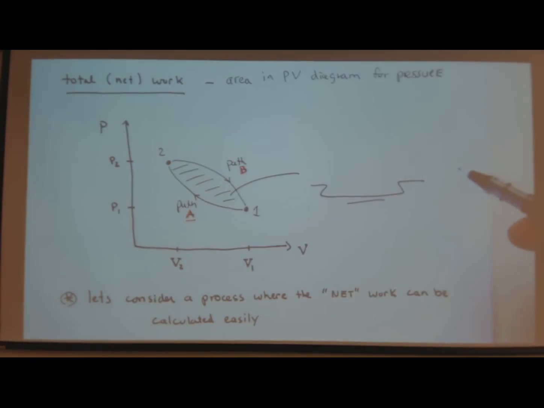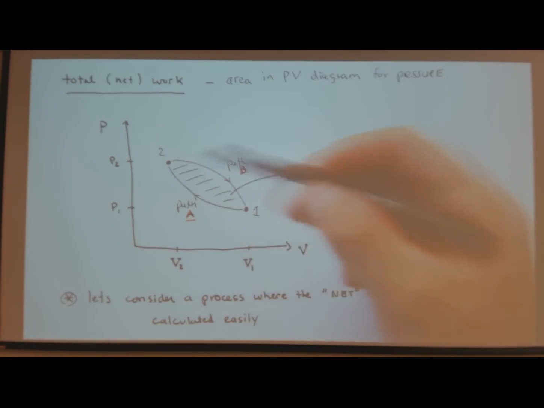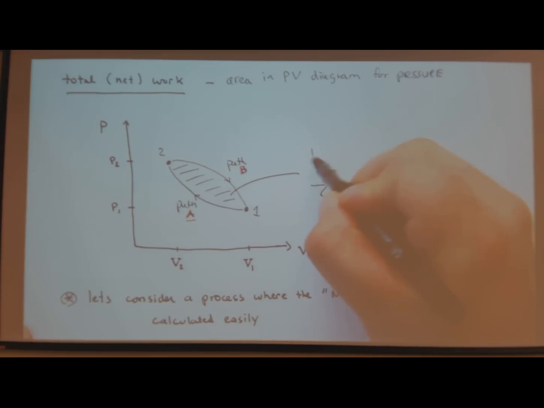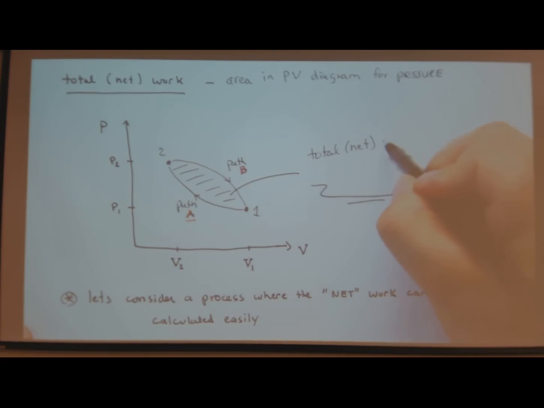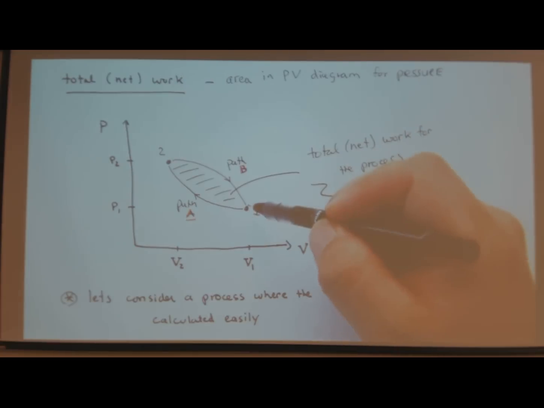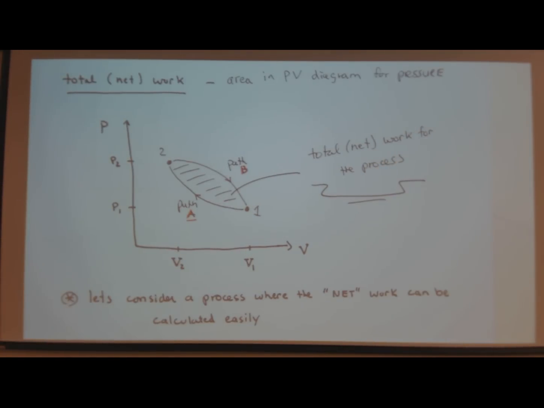My system, right? Closed volume, right? Volume 2 is less than volume 1, so this is kind of the stick man where the cylinder or the roof falls down. And so the net area within here is the total or net work for the process. So I start at state 1, I go to state 2, I come back to state 1, closed loop, it's a cycle. The net work done in this cycle type process.